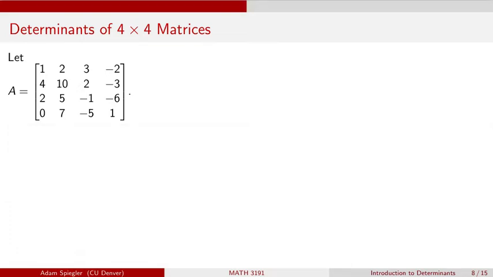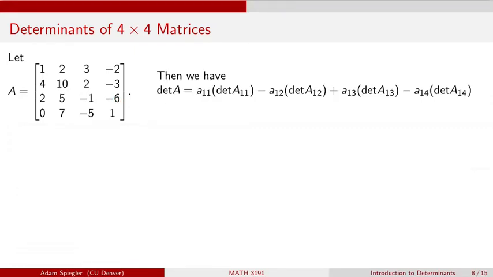So let's consider this 4 by 4 matrix A. We've got the first column of 1, 4, 2, 0. The second column is 2, 10, 5, 7. Column 3 is 3, 2, minus 1, minus 5. And column 4 is minus 2, minus 3, minus 6, and 1. So let's define this determinant just like we did with the 3 by 3 case using sub-matrices.